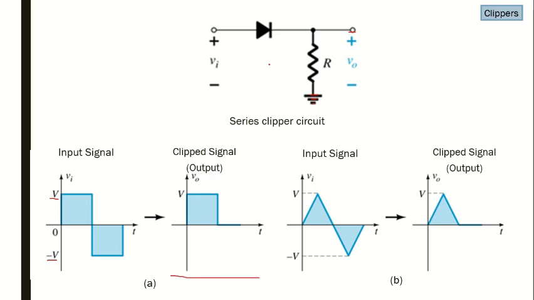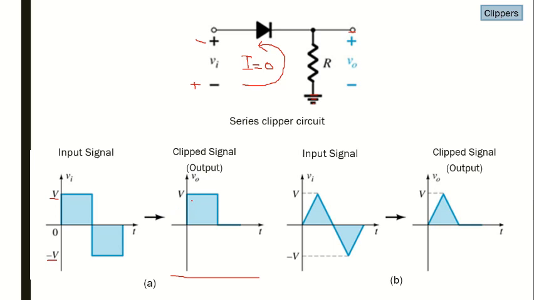For the positive half cycle, you can easily observe that the diode will be in its on state, whereas for the negative half cycle the diode will be in its off state. So here, for the negative half cycle, the total current is equal to 0. This is for the negative half cycle.